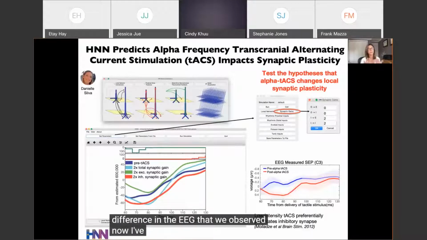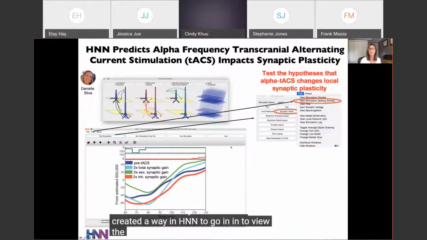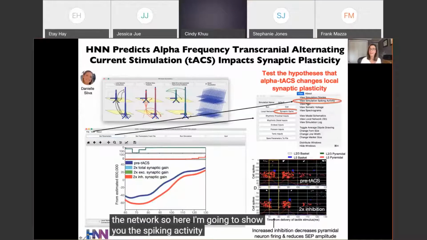Now, I've been showing you the macro-scale current dipole signal. But one of the powerful things in modeling is that we can go in and look at all of the microcircuit activity. And so we've created a way in HNN to view the microcircuit details. If you go under view, you can look at layer-specific dipoles, you can look at spiking, you can look at frequency responses, somatic voltages, and different things in the network. So here I'm going to show you the spiking activity in the network.